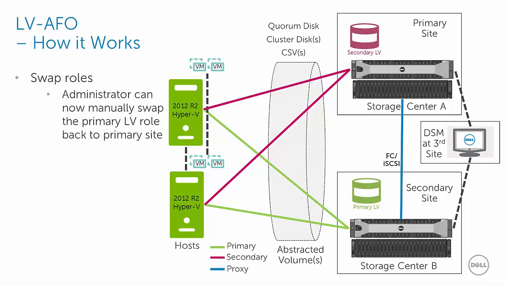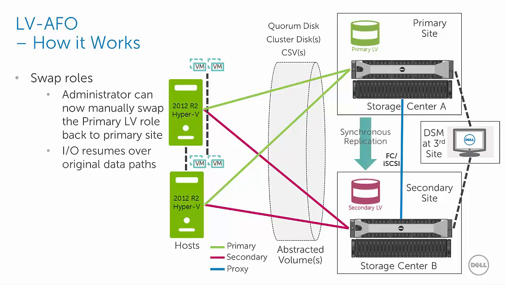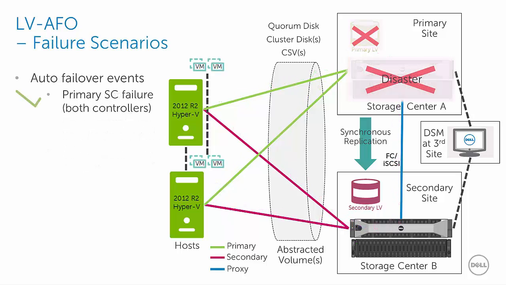In this example, we will use the DSM client to initiate a manual role swap to move the primary live volume back to the primary site again. And I/O resumes over the original data paths that were in place before the DR event occurred. Now that we have shown what happens given a DR scenario involving a storage center failure, let's review a few other failure scenarios that would also cause automatic failover, starting with a more disruptive event, a complete site failure.